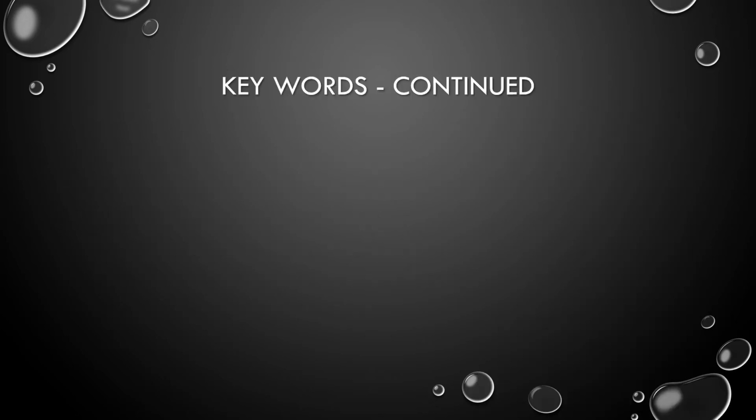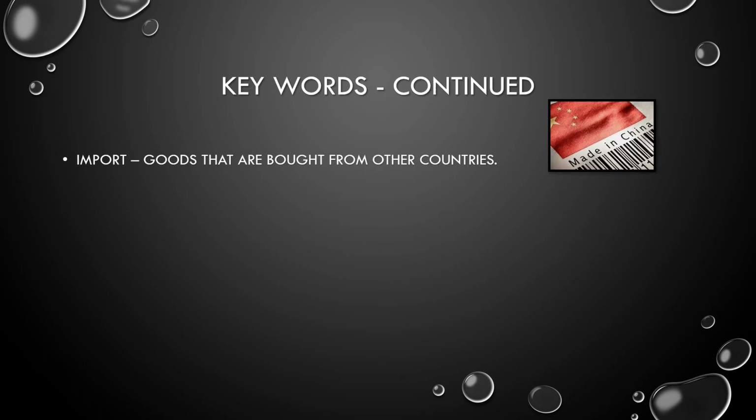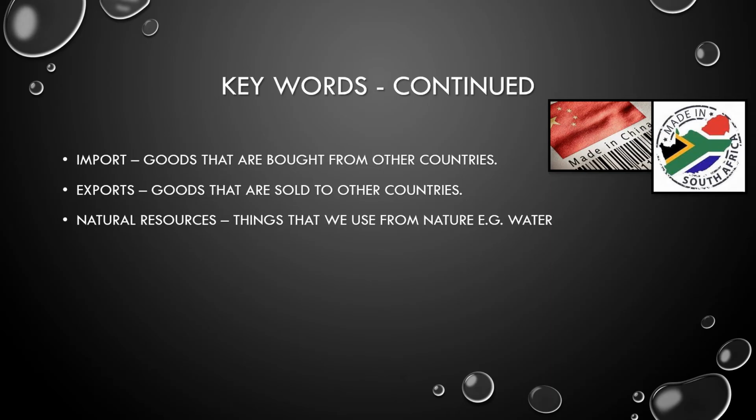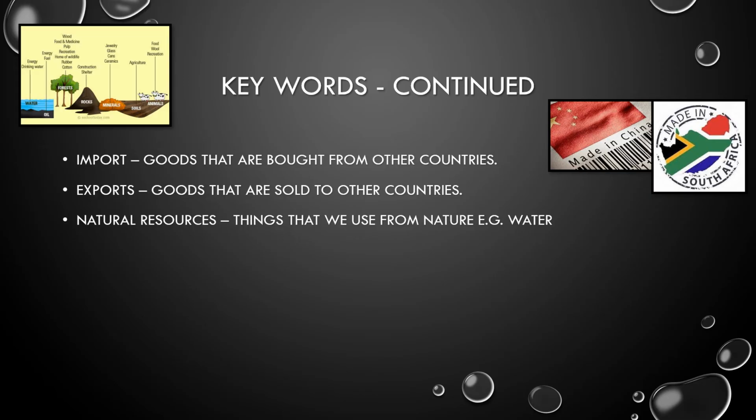Continuing with our keywords, we can look at the one that's called import, and that's goods that are bought from other countries. If we buy something from China, it comes to South Africa. The next one I would like you to look at is called exports, and those are goods that are sold to other countries. If we make it in South Africa and we sell it to China, for example, it becomes an export. Natural resources are the things that we find from nature, for example, water or logs from a tree.